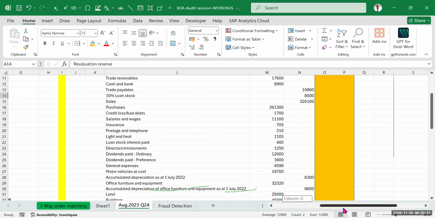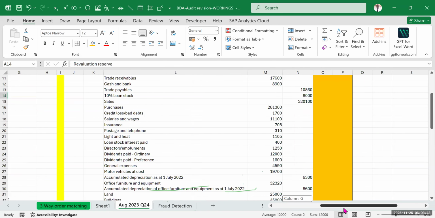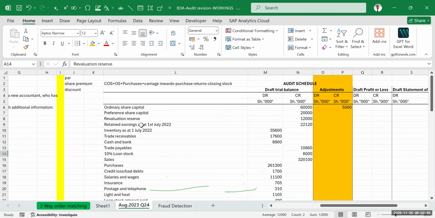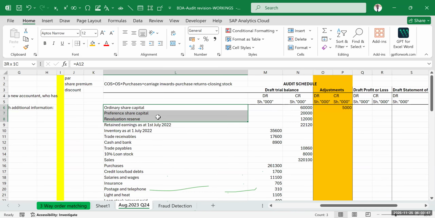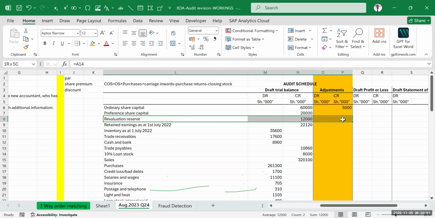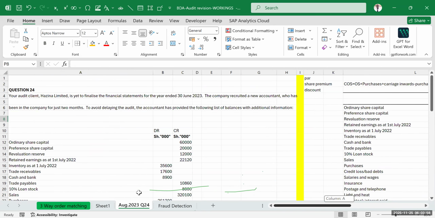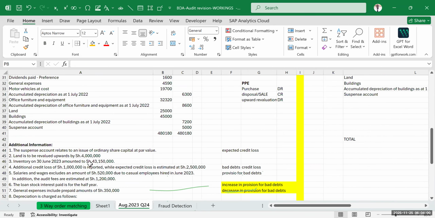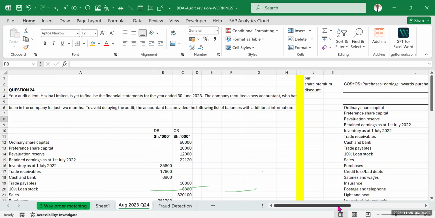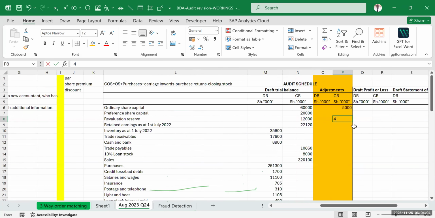So let's do the two adjustments there. For the first adjustment, we can start from the first account that is affected, that is revaluation reserve. What do we do to it? We are increasing the revaluation reserve. To increase it, we are crediting. We are crediting by how much? We've been told the figure is 4 million. And because our figures are in thousands, I will just type 4,000. That is the credit entry.